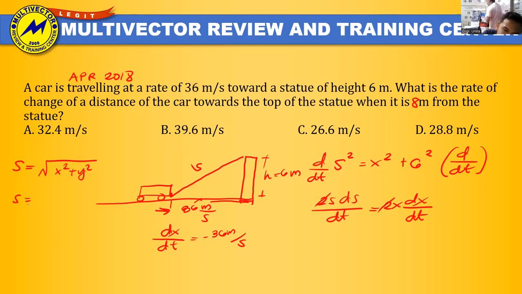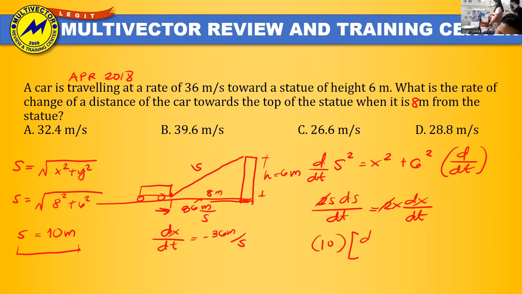Therefore, our S is just equals to, so ang 8 meter natin, ito yon, which is just equals to 8 square plus 6 square, which is just equals to 10. Okay, so 10 meter. Pag sinubstitute natin yan dito, our S, which is 10 meter, yung hinahanap sa problem, which is ds all over dt, is just equals to x. Sinabi sa problem, yung nawawala, 8 meter from the statue. Therefore, 8 multiplied by the velocity, which is the dx all over dt natin, negative 36.